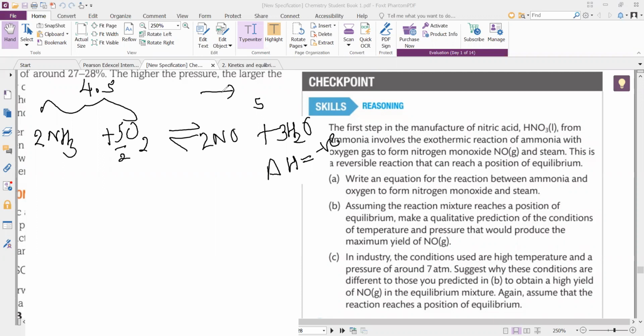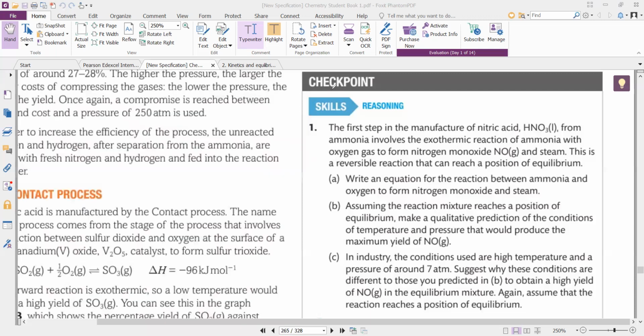Why is high pressure used? Again, it maintains the rate, but the yield is limited. So the pressure of 7 is used as a compromise between rate and yield. What have they said in the answer script?